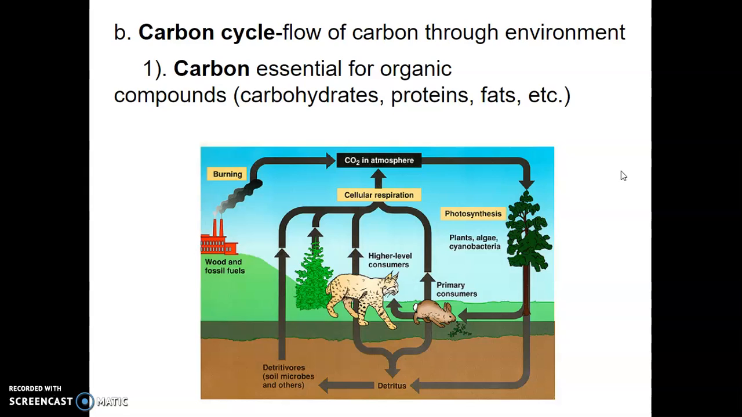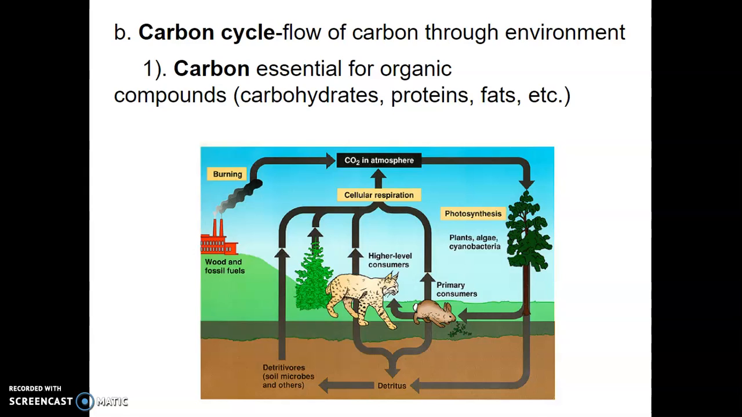So the carbon cycle, this is the fall and the flow of carbon, a major element in our world, through different environments. Carbon is essential for living organic compounds, right? So these things that are necessary for life: carbohydrates, proteins, fats. We've already seen carbon at work in glucose, what plants make as their own simple sugar. If you remember the formula, it was C6H12O6, but that C is carbon.